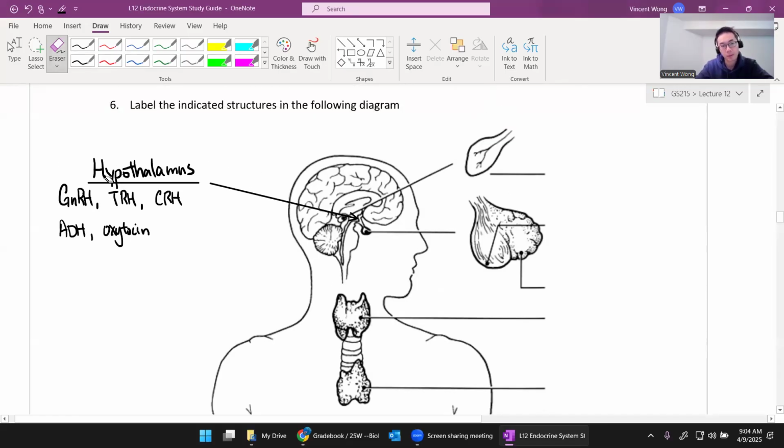And then, of course, related to the hypothalamus, we have the pituitary gland, and the one on the right here, because the head is facing the right, this would be the anterior pituitary. And then this one at the back is the posterior pituitary. And the posterior pituitary, of course, stores ADH and oxytocin, produced by the hypothalamus.